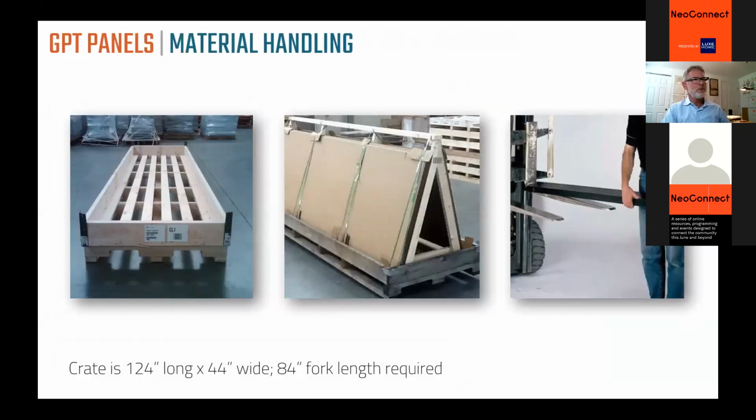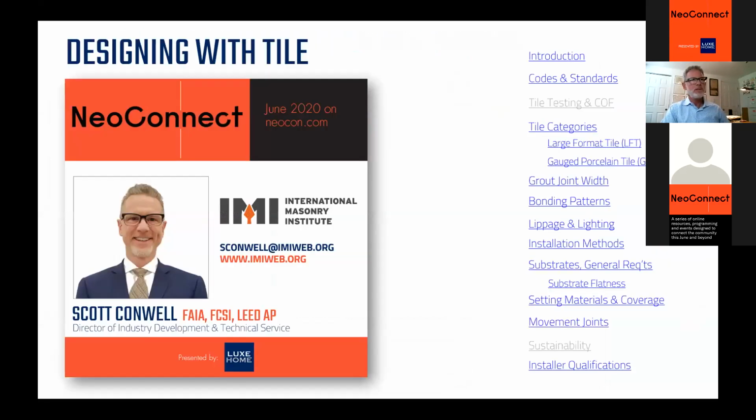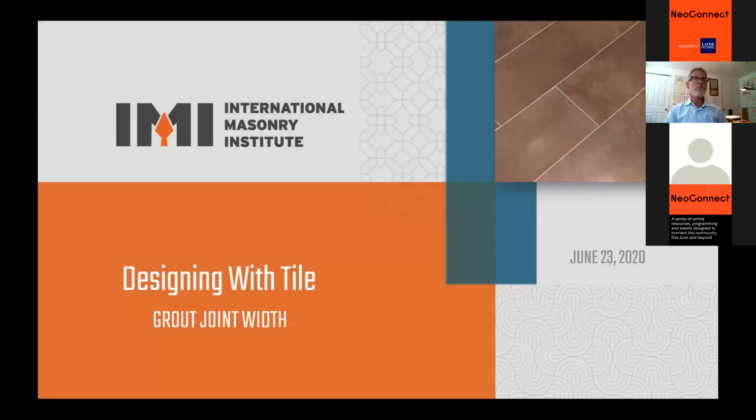All right, I don't want to get too deep into gauge porcelain because there's a lot of other things we need to talk about. Gauge porcelain is still kind of a specialty material. It's on the expensive side, but it's very, very nice. All right, so let's talk about something that every job has. Every job has grout joints.